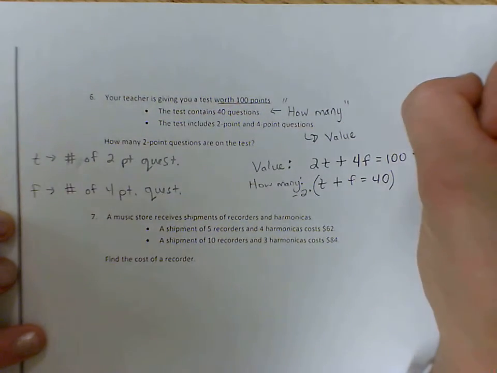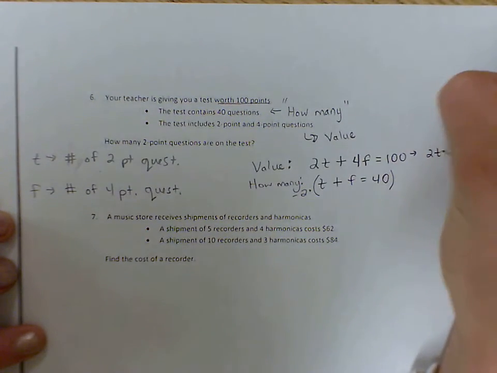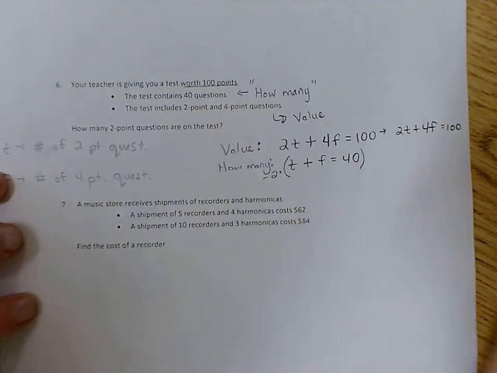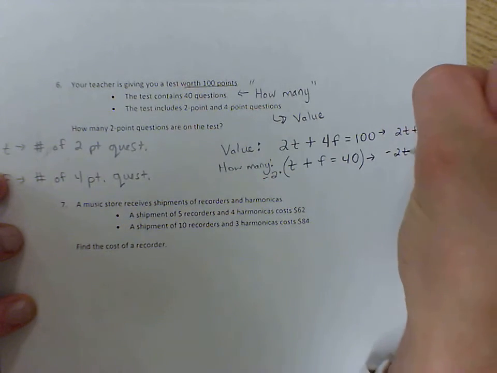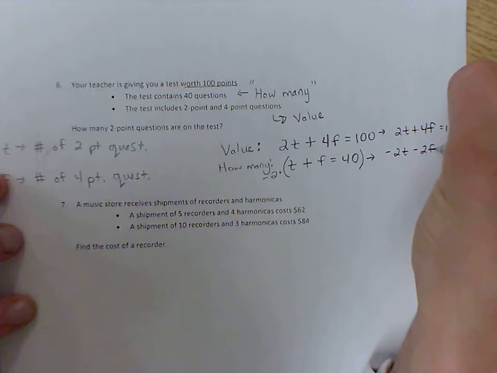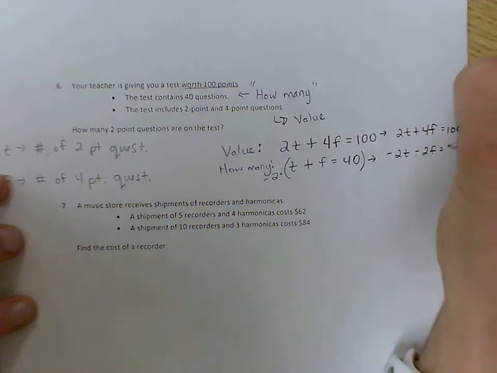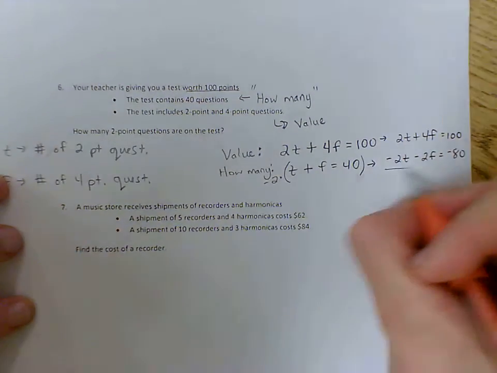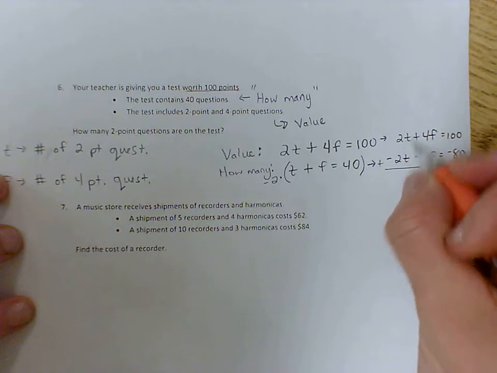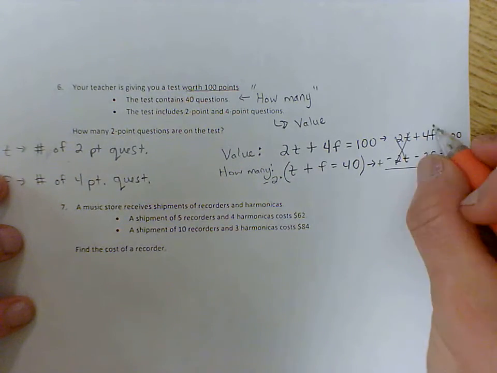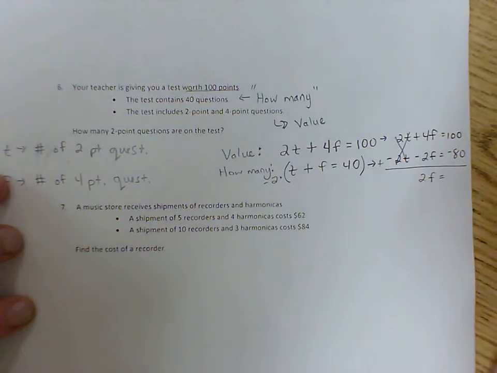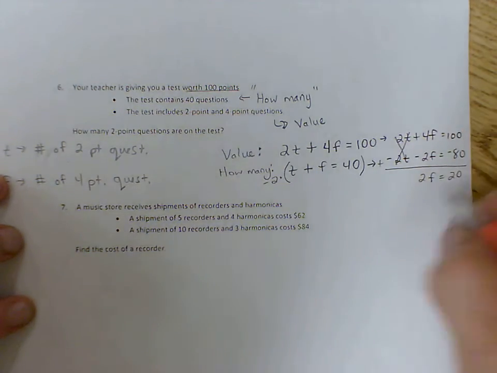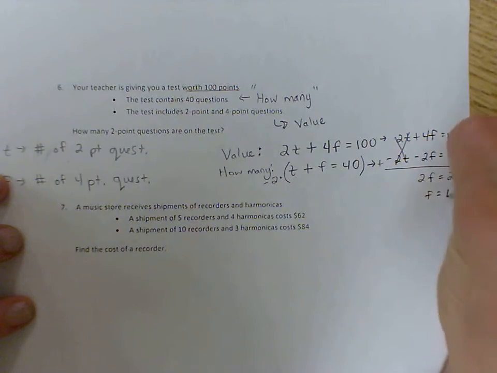So I'm just going to copy this one over. So it'd be 2t plus 4f equals 100. And then this one would be, distribute my -2, so it'd be -2t minus 2f equals, and the -2 times 40 is -80. And then we solve. So we add them. -2t minus 2t is 0. 4f minus 2f is 2f. And then 100 minus 80 ends up being 20. Divide by 2, so f is 10.